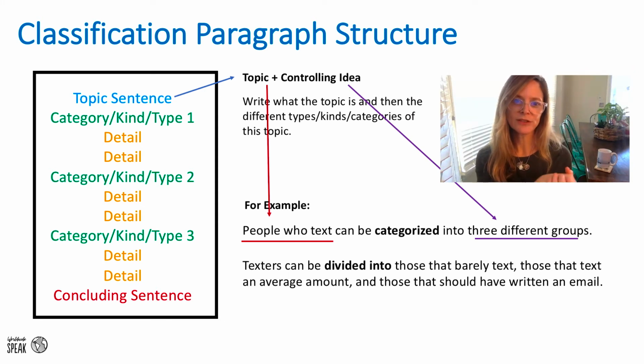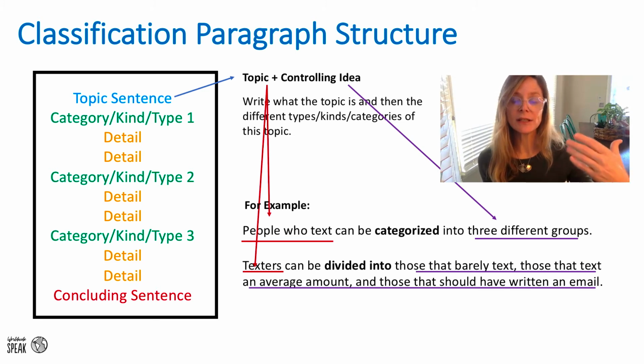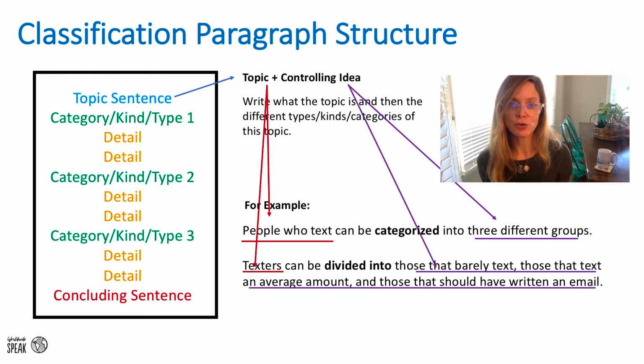Let's look at another example. So this one reads, texters can be divided into those that barely text, those who text an average amount, and those who should have written an email. Our topic is texters, and then as you can see right there, our controlling idea actually specifically states the three different types of texters. So that's your controlling idea. It's more specific, and so the reader knows exactly what they're going to get in your paragraph.